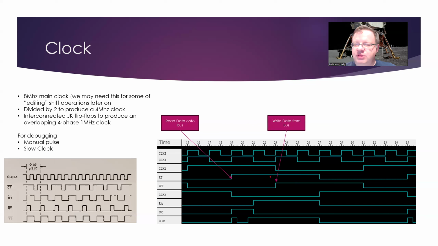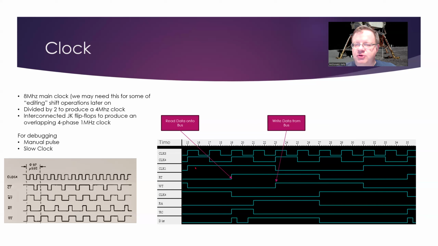So using these two pulses right here allows us to sequence our pushing data onto the bus and then pulling it off the bus. And it gives us a bit of time for logic to propagate through the system and signals to settle down as we go through each sequence.